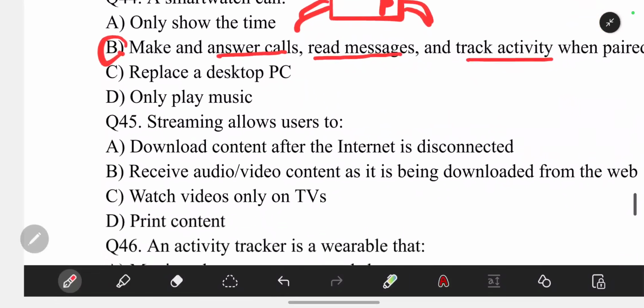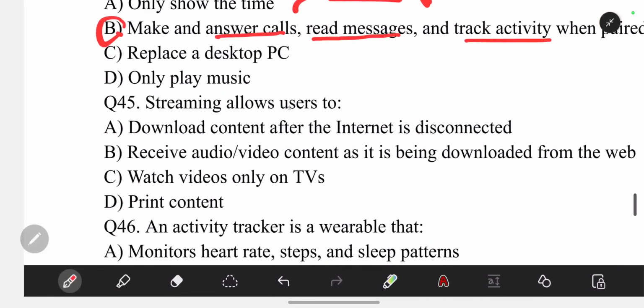Number 45, streaming allows users to receive audio or video content as it is being downloaded from the web. But this does not mean to say you're actually downloading. No. If you're streaming a movie, it simply means to say you're just watching. You are downloading from the web, meaning to say the web is sending you the next part.